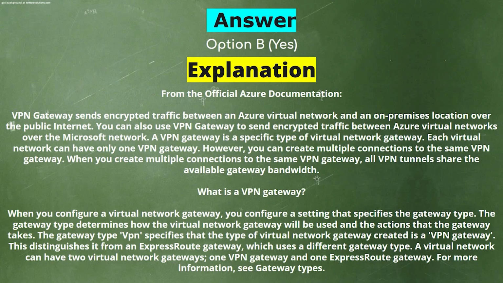When you configure a virtual network gateway, you configure a setting that specifies the gateway type. The gateway type determines how the virtual network gateway will be used and the actions that the gateway takes. The gateway type VPN specifies that the type of virtual network gateway created is a VPN gateway. This distinguishes it from an ExpressRoute gateway, which uses a different gateway type. A virtual network can have two virtual network gateways, one VPN gateway and one ExpressRoute gateway. For more information, see Gateway Types.